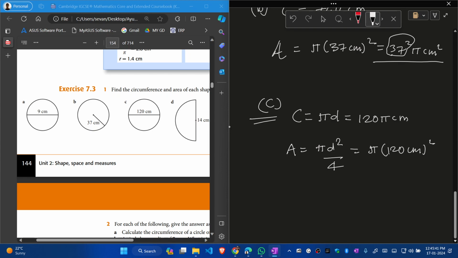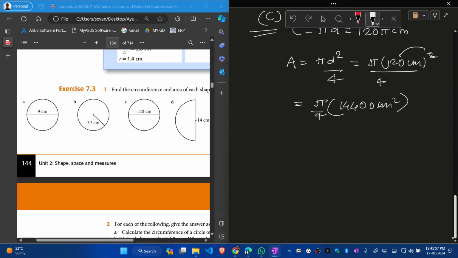If you put it here, it will look like this: pi times 120 centimeters squared over 4. So this will be pi over 4, and if you square this, it will be 14400. You can cut it down, I guess, like this: 3, and then it will be 4.